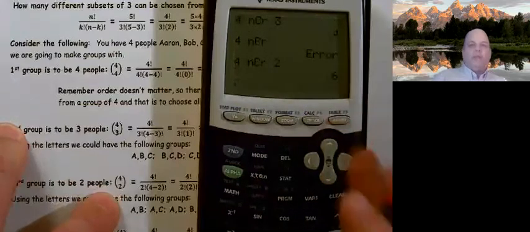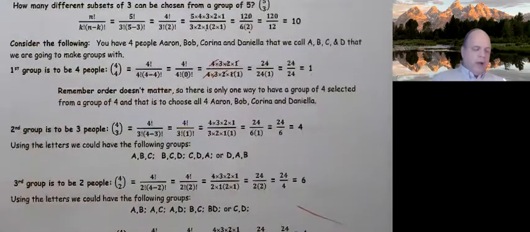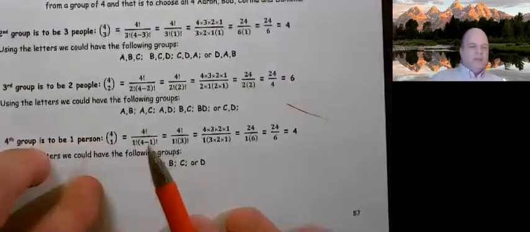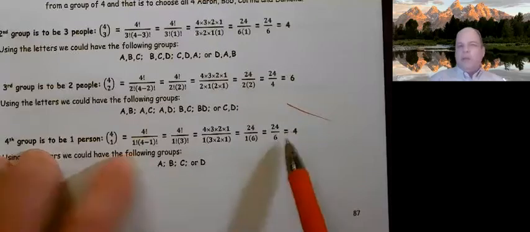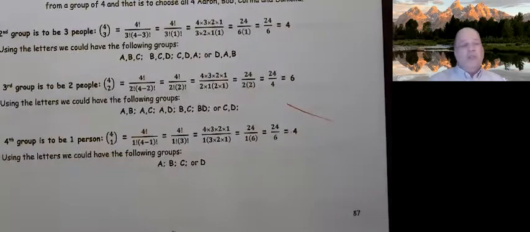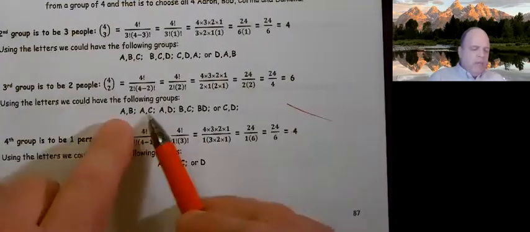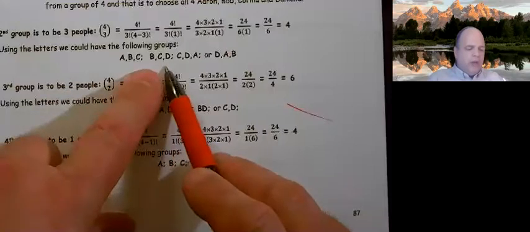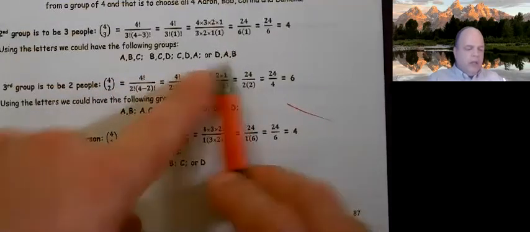And we end up with 6 different ways of choosing 2. And then if I want to choose 1, it ends up being 4. And think about it. I can either choose A, I can choose B, I can choose C, or I can choose D. So there's only 4 ways. These right here represent the combinations that I could have gotten.